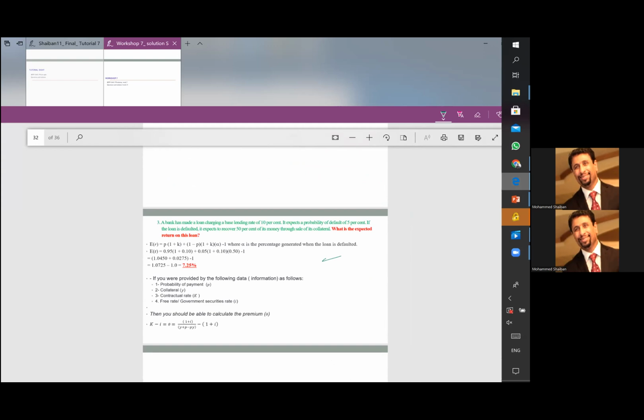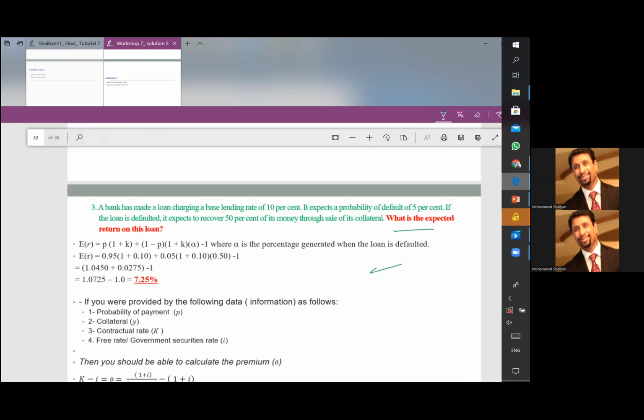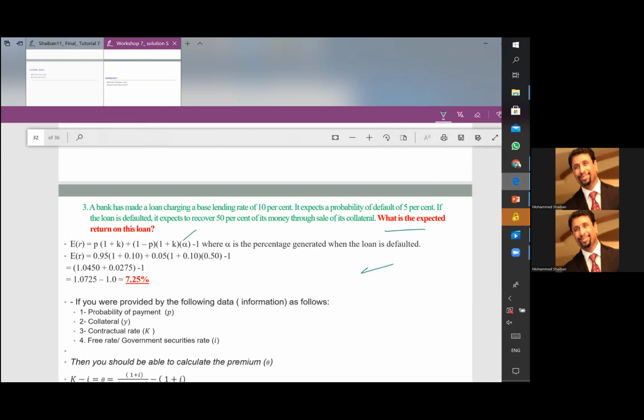This is when we have the same thing, and we have probability of payment and probability of defaulting, and we have a collateral, which is this one, 50%, and a probability of defaulting of 5%, probability of payment 95%, and we have the K of 10%. I can calculate the expected R.